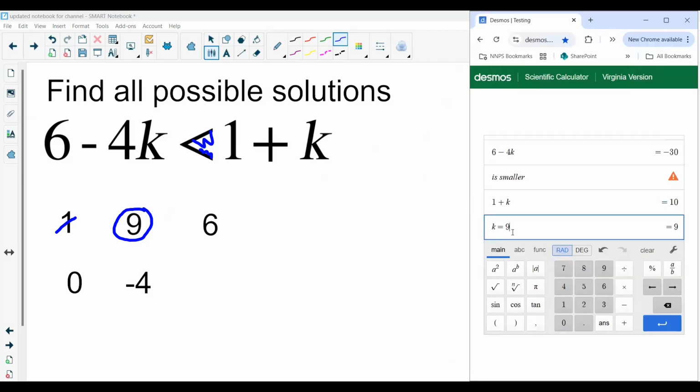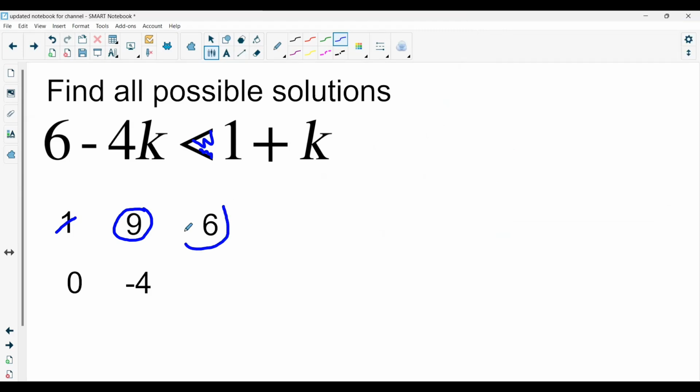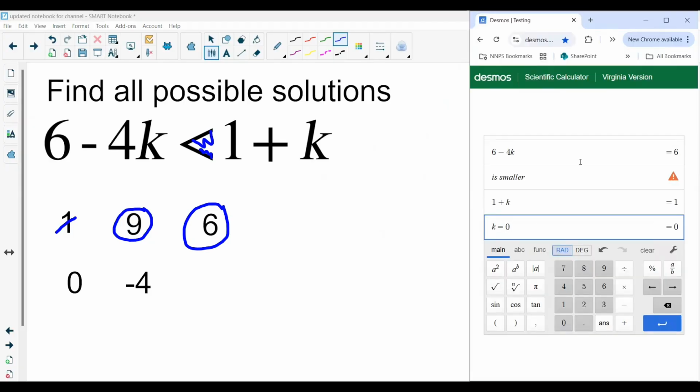All right, let's try our next one. 6. -18 is smaller than 7. That is true. 6 is also a solution. Now let's try 0. It says 6. We're looking at our answer here. 6 is smaller than 1. Is that true? No, not true.